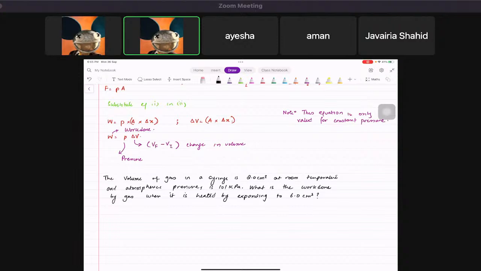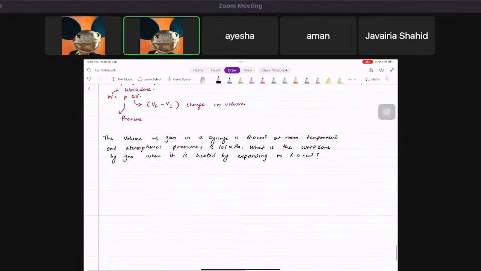So now work done will be pressure times change in volume. You know the pressure is 1.1 times 10 raised to power 3, the kilopascal one. And the change in volume is going to be 6 minus 2, which is 4. But this is in centimeter cube. So how do we change centimeter cube? Remember, 1 centimeter is 10 raised to power minus 2 meter.